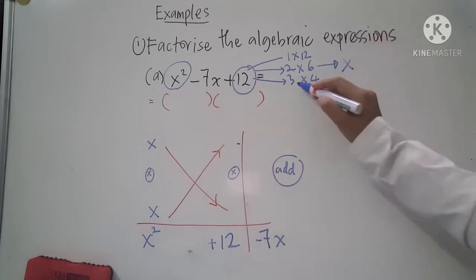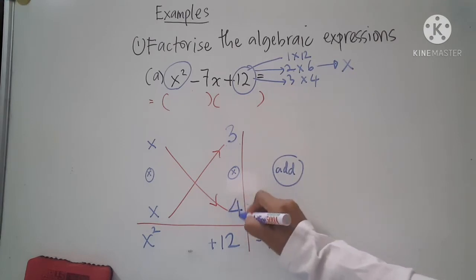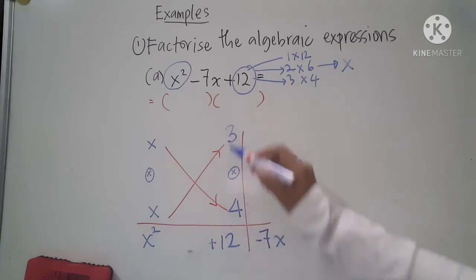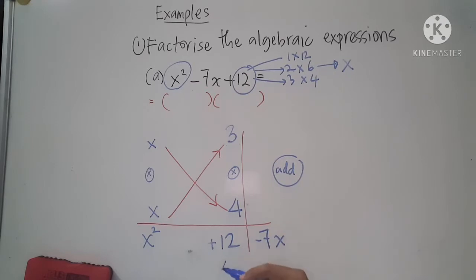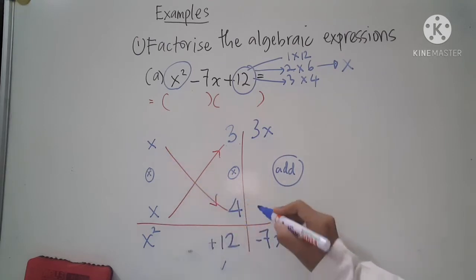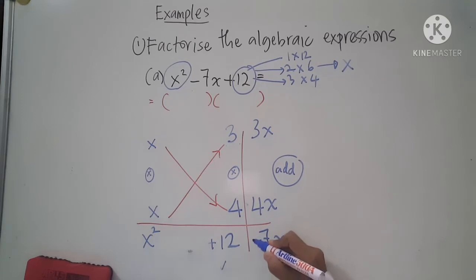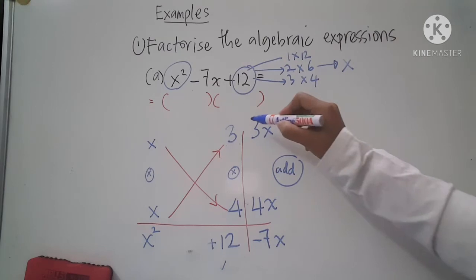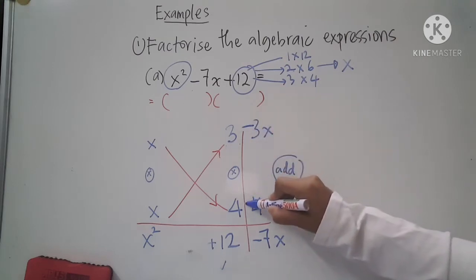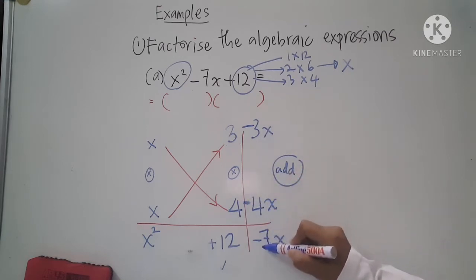So we can choose 3 and 4. Let's say I choose 3 here and 4 down here. 3 times 4, 12. x times 3, 3x. x times 4, 4x. Can you add up? Yeah, the answer is 7. But we want to have the symbol of negative. So, where is the negative sign? This is the negative sign. Negative 3x plus negative 4x, we will have negative 7x.